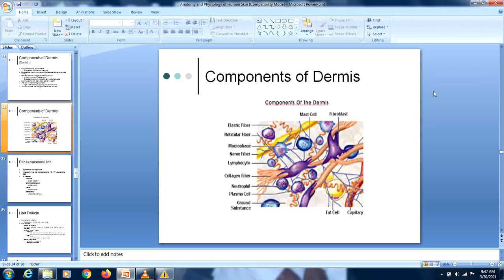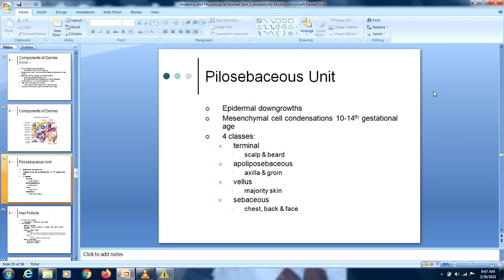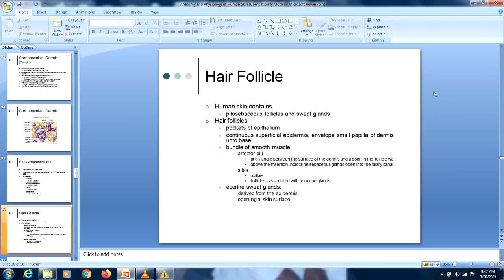Now, this is a picture showing the components of the dermis: elastic fibers, reticular fibers, macrophage, nerve fibers, lymphocytes, collagen fibers, and ground substance. Now, what is the pilosebaceous unit? These are epidermal downgrowths with mesenchymal cell condensations, appearing at 10 to 14 weeks of gestational age. Basically, there are four classes: terminal, apopilosebaceous, vellus, and sebaceous.